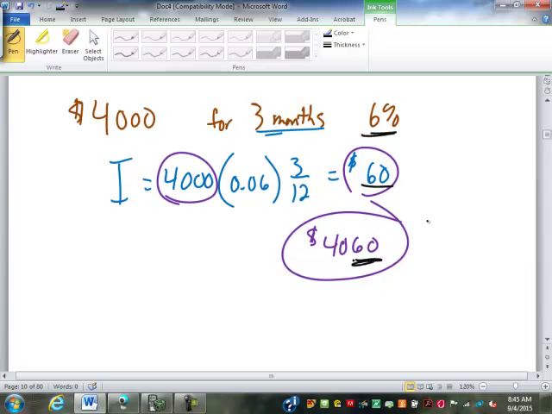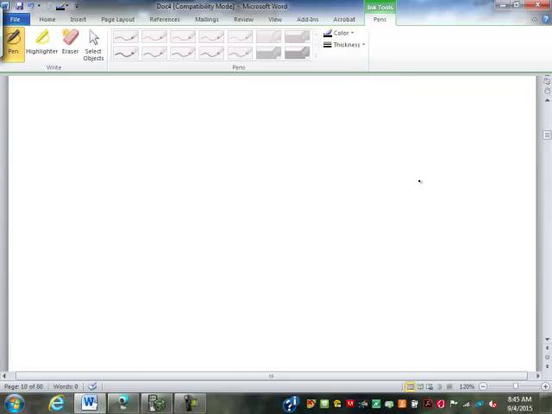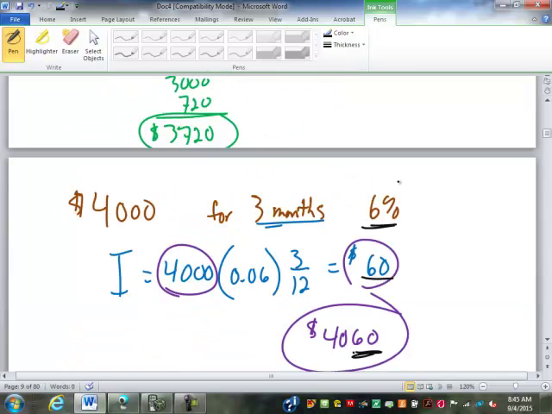$60 is more than worth it to keep your employees happy, by the way. Trust me. Keep them working, yes. Now let's go back to that first example where it was, what was it, $3,000, 8% for 3 years.